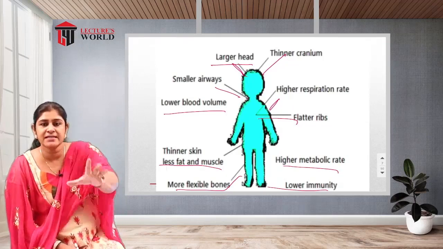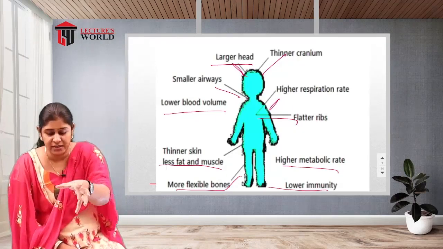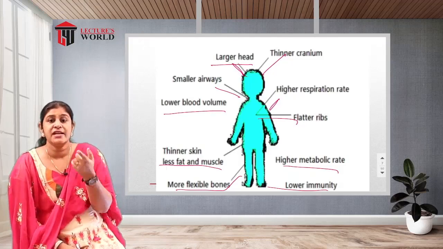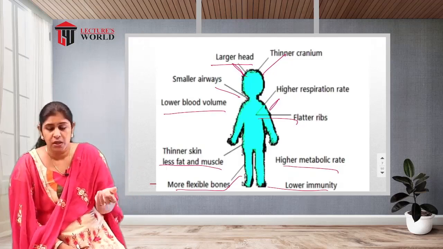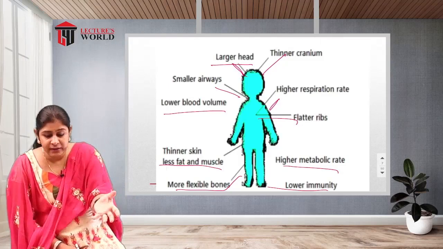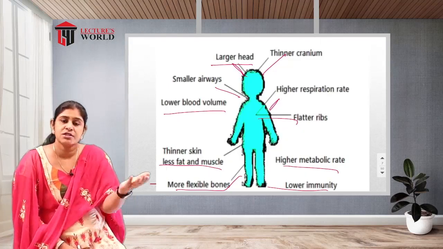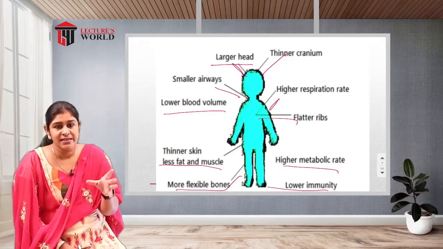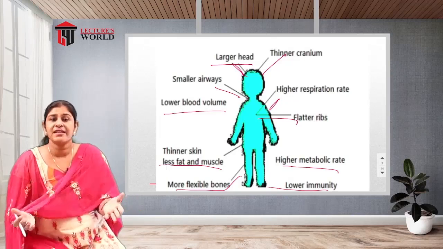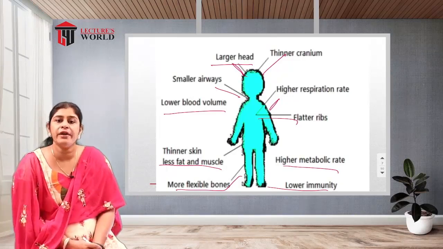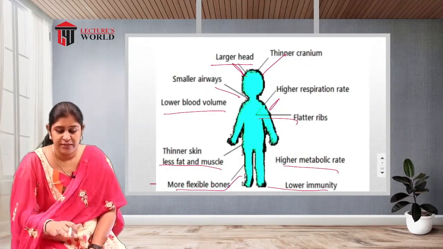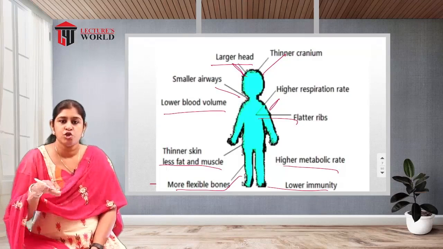These are the pictures of a child, where the child is having a thinner cranium, a high respiration rate, a flatter rib, larger head, smaller airways, lower blood volume, thinner skin, less fat and muscles, more flexible bones and lower immunity. So these all are the features of a child.